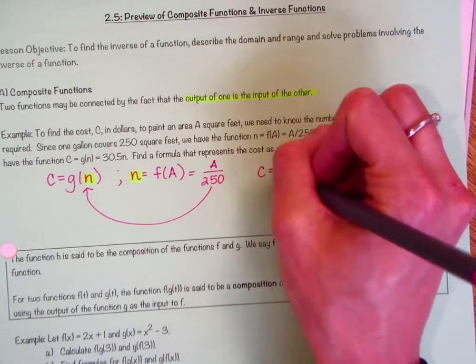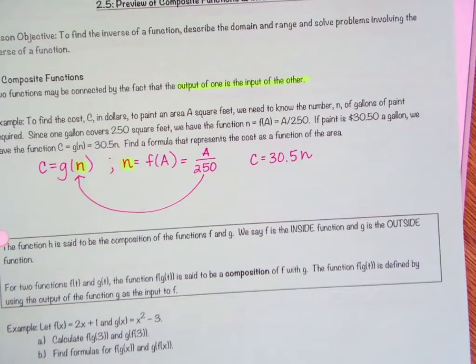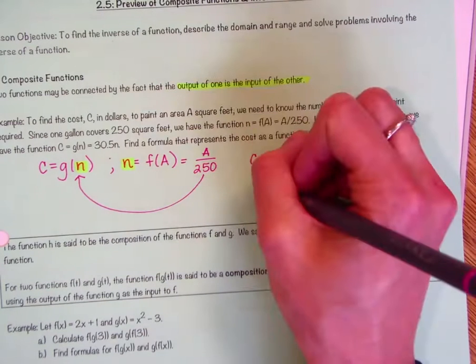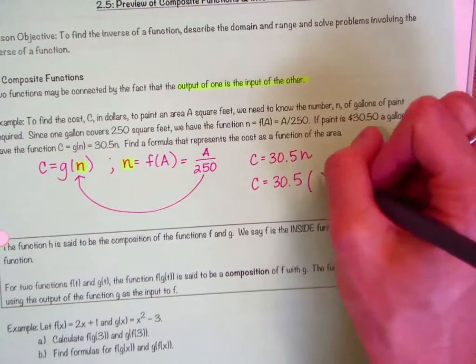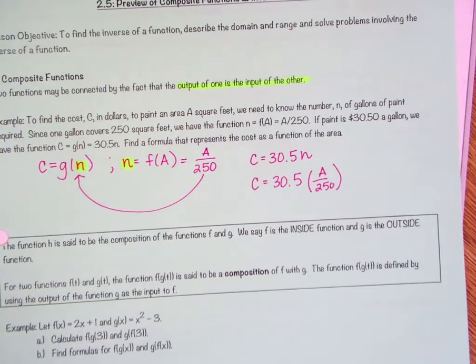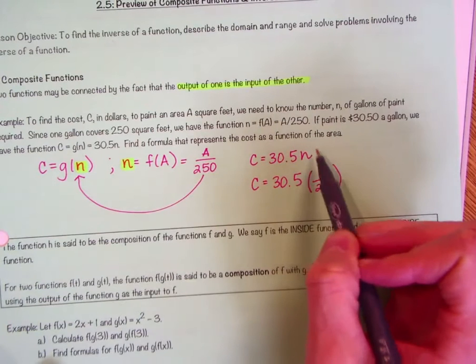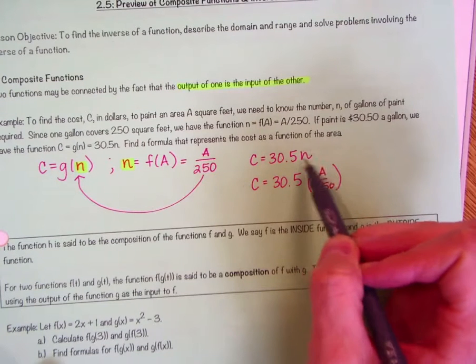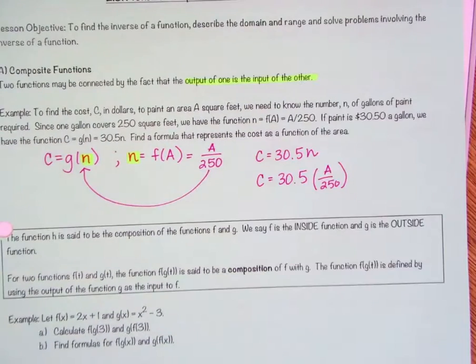So if my cost is $30.50 per gallon, so the cost is $30.50 times N, I can rewrite that as $30.50 times A over 250. Okay, so again, the input of this function is N, and the input here is the output here. Okay? And that's what it means for two functions to be inverses of each other.